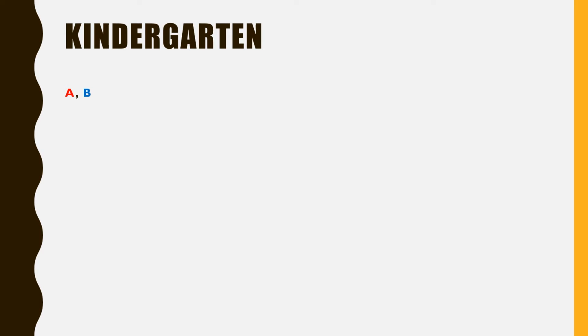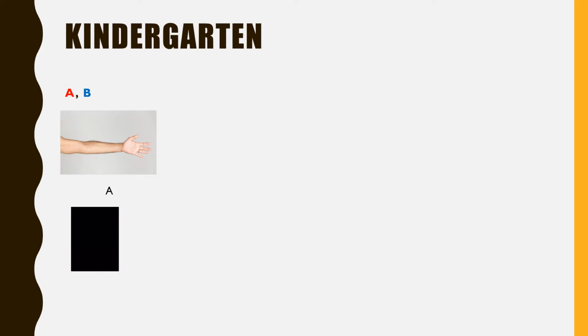The first slide, we're just going to be sorting between A and B. Okay, so what sound does this word make? Arm. Does arm start with A or B? Let's see. A. Arm starts with A. All right. And the next one is black. Does black start with A or B? B. Black.